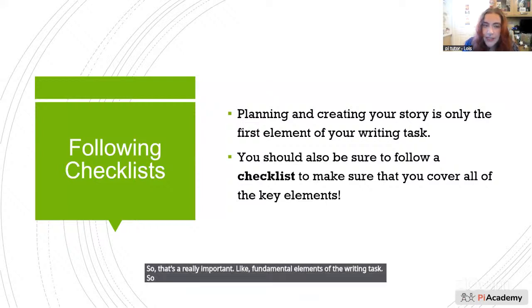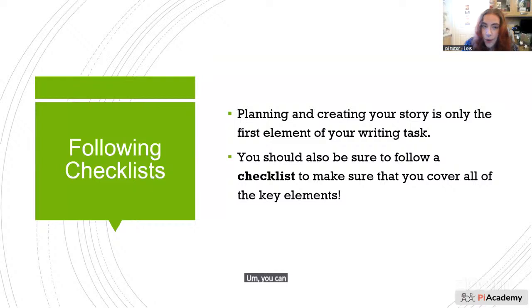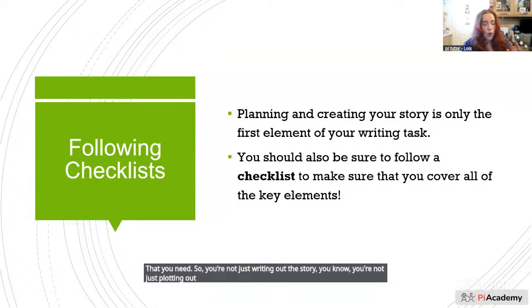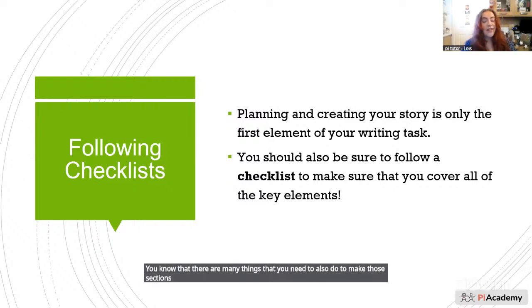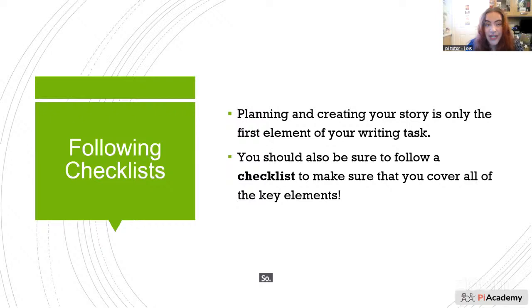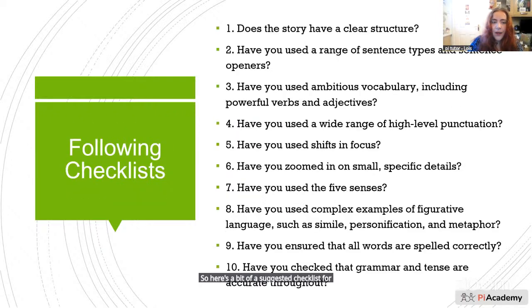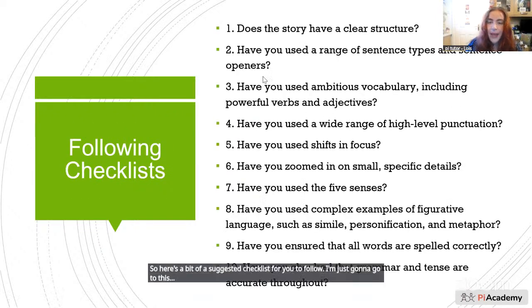So once you've created your plan that you're happy with, you can follow a checklist to make sure that you've got everything that you need. So you're not just writing out the story, you're not just plotting out the three parts, but there are many things that you need to also do to make those sections really effective and really well written. So here's a bit of a suggested checklist for you to follow. I'm just going to go to this page here.